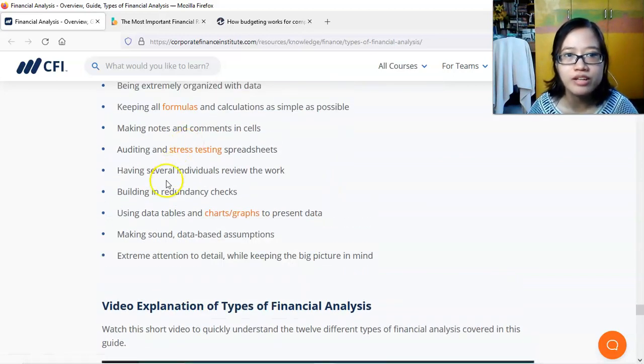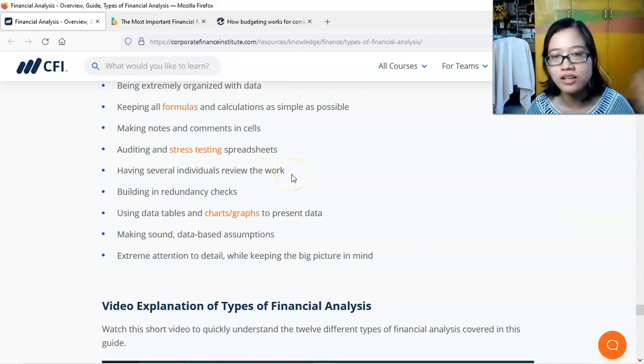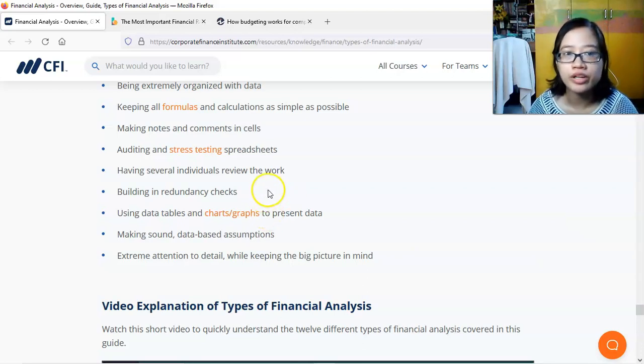And then you have having several individuals review the work. Kasi pag ikaw lang, kasi syempre, possible na merong, di ba, prone to human error pa din. So, possible na may mga nakaligtaan ka, na mali ng formula, na baliktad na item, or kung ano man. So, it's good to have someone else review your work. Okay? Tapos, building in redundancy checks.